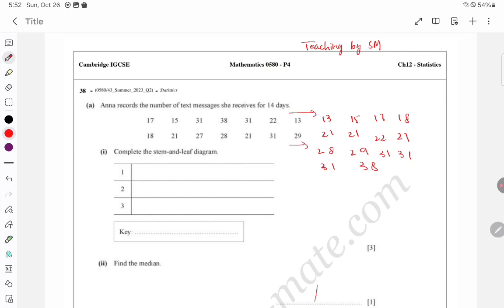Now 1 is already written. We have to write 3 for 13. Now for 15, 17, 18, for 21, 21 again, 22, 27, for 31, 31 again, 31 again, and 38. So this is our stem and leaf diagram, with 28 and 29 also.